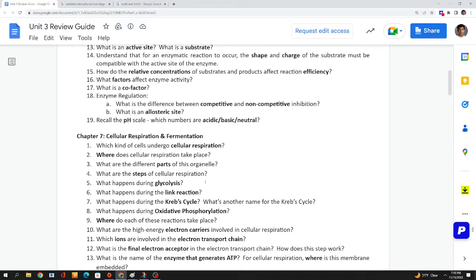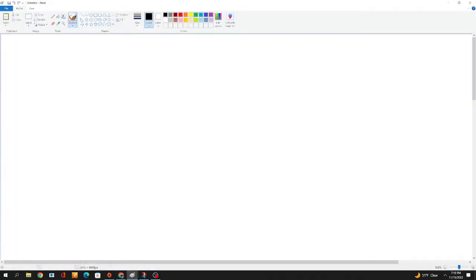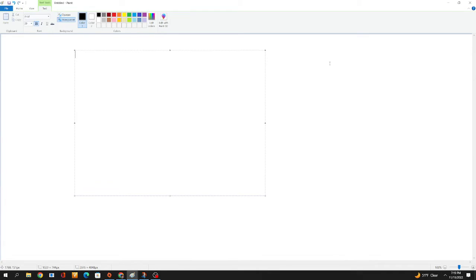So, what are the steps of cellular respiration? My apologies, I said glycolysis. There are really three steps, but I'm going to jump in and put glycolysis within it. There is glycolysis, pyruvate oxidation, also known as the link reaction on this study guide. Then there is the citric acid cycle, also known as the Krebs cycle. They're interchangeable. Know both of them because they may pop up on the AP test as one or the other.